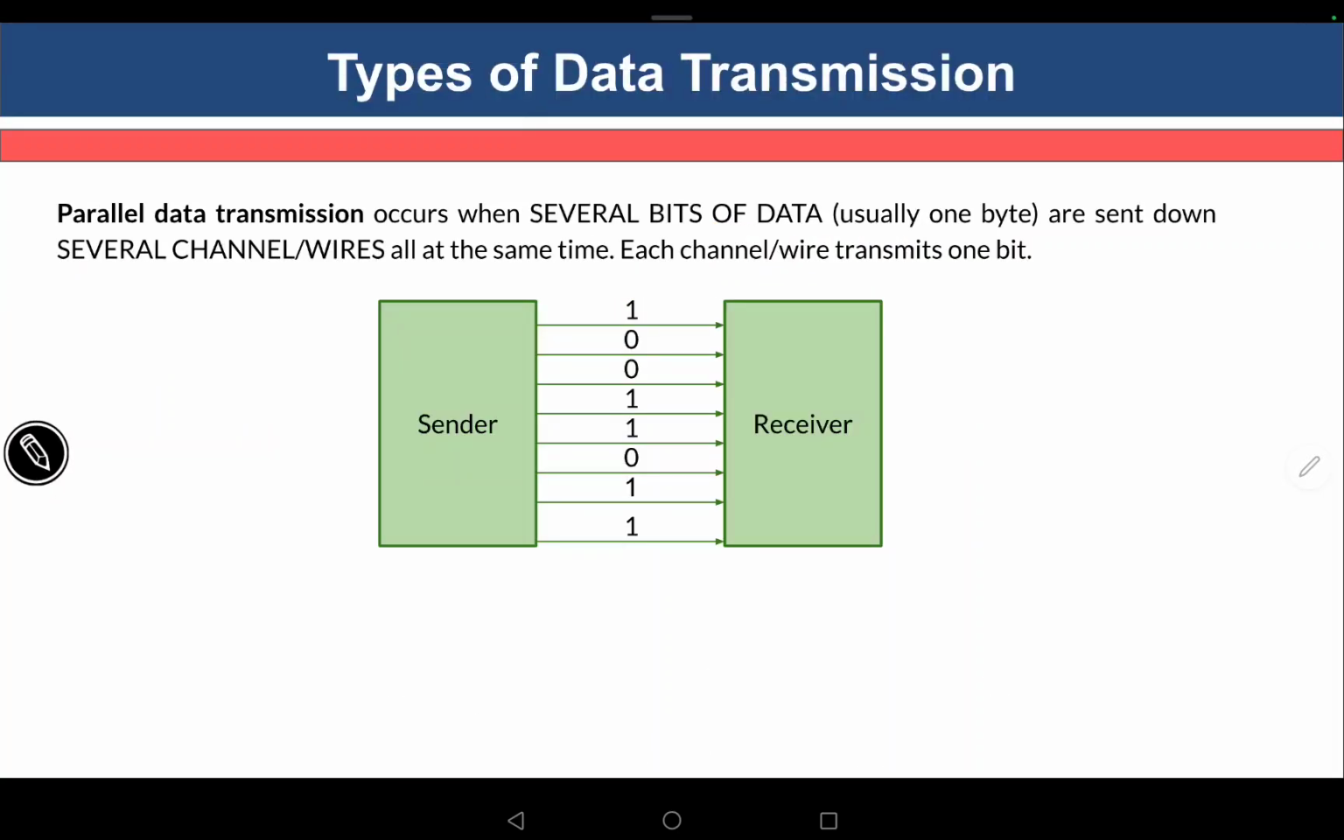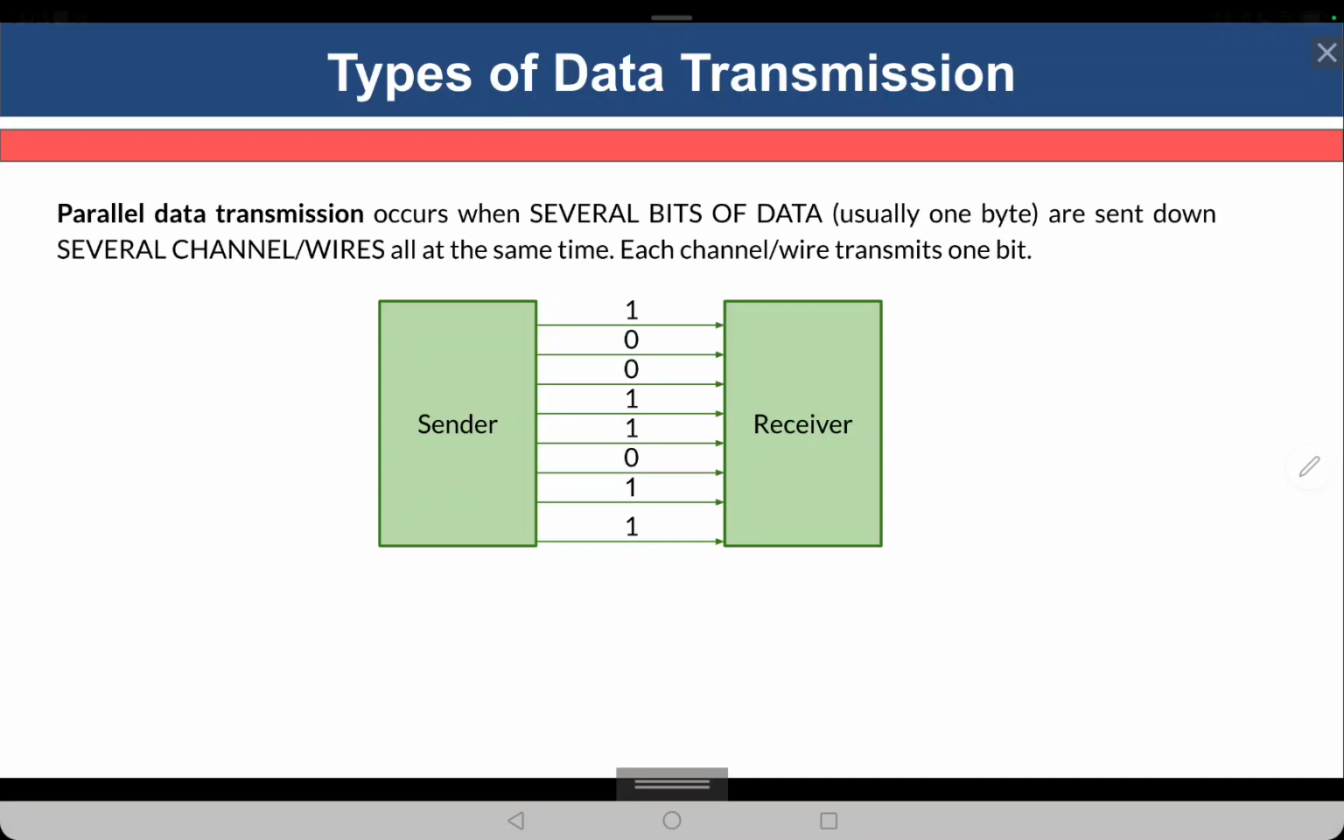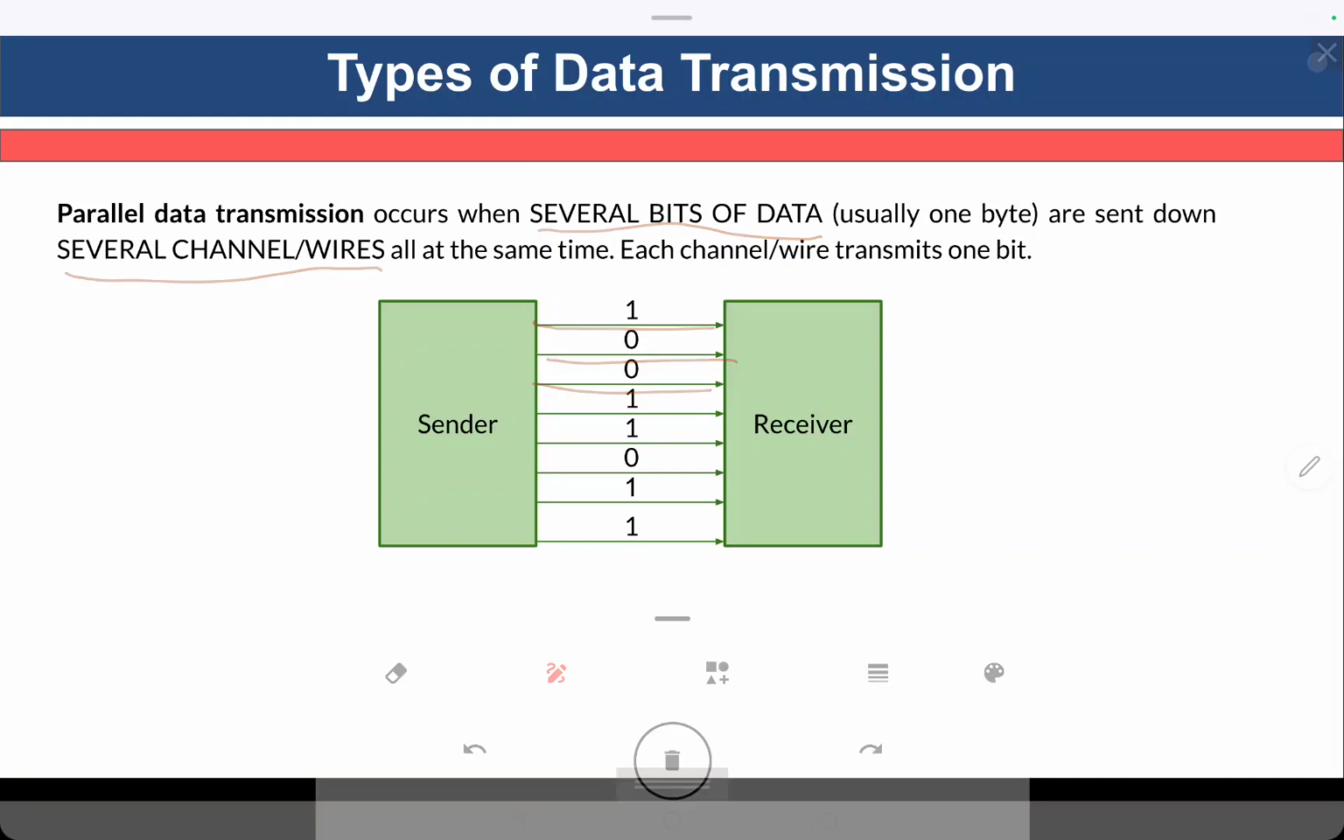Then parallel data transmission. This means that several bits of data are sent down several channels all at the same time. So unlike serial, which requires the data to be sent bit by bit, for parallel, all the data can be sent at the same time over several wires. So that is parallel data transmission.